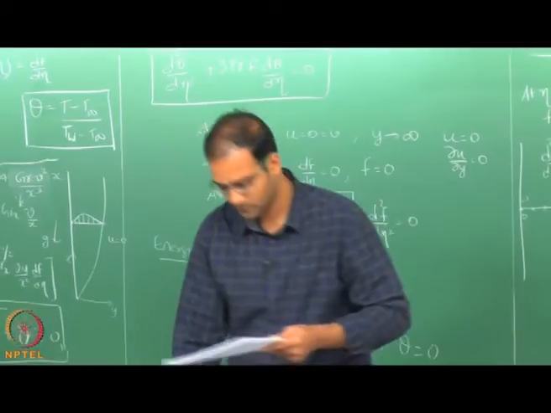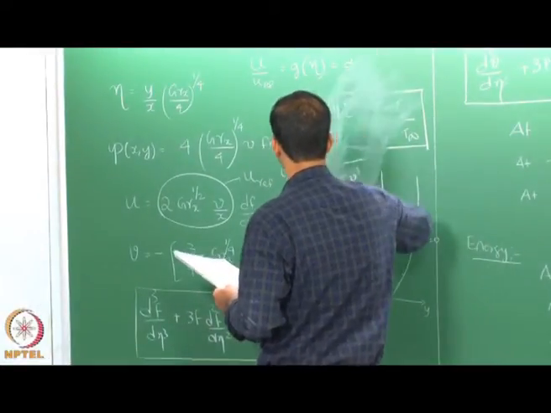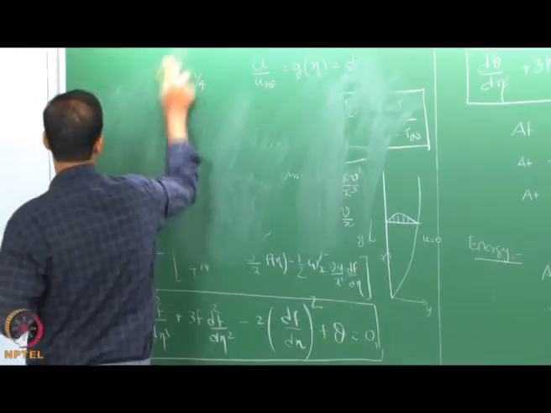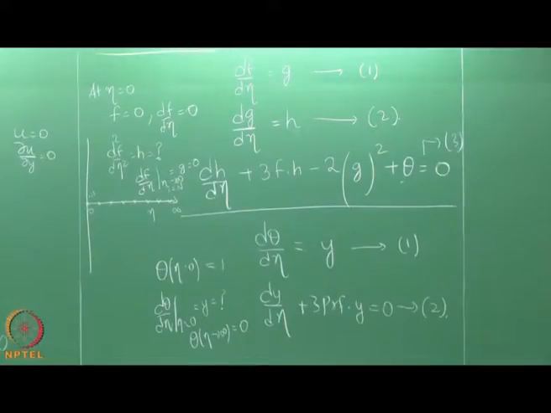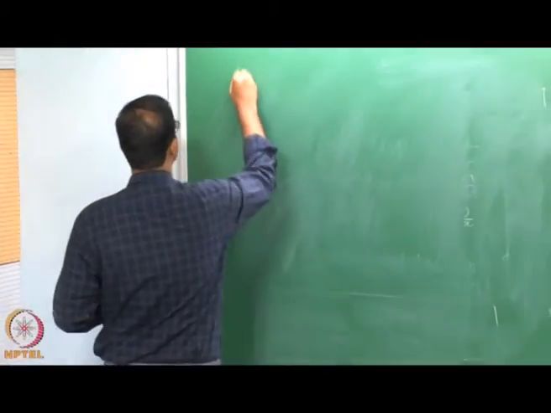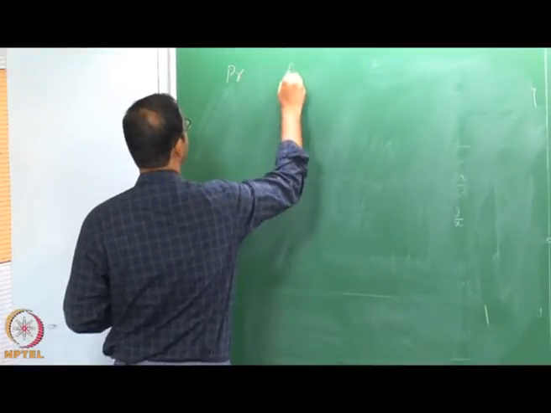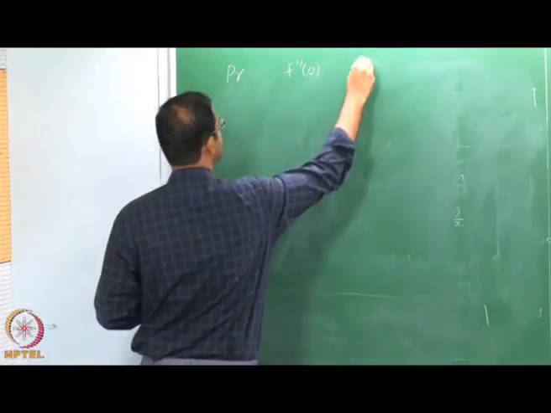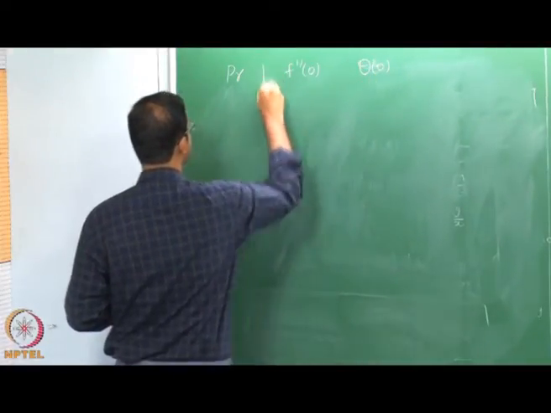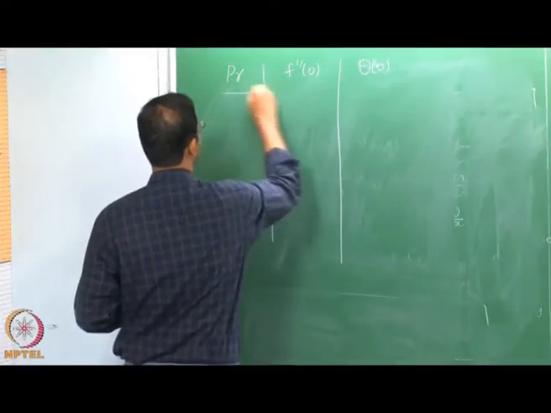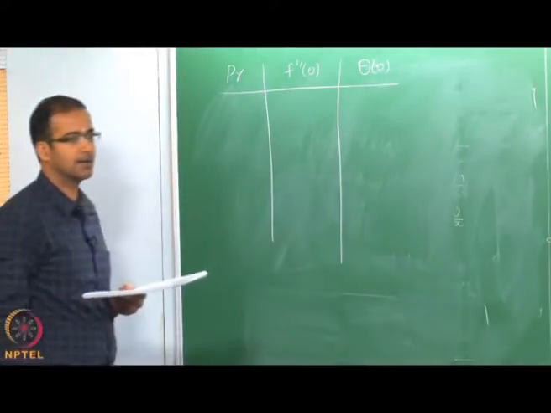I will just give you how the gradients look, the gradient of velocity as well as temperature at the wall, because these are the important quantities to calculate the skin friction coefficient and the Nusselt number. Then we will go ahead and see how the profiles of velocity and temperature look. So, for Prandtl number, we have f double prime of 0 and then theta prime of 0. Finally, this is what you guess, and after you reach a converged solution, these will be your final values.